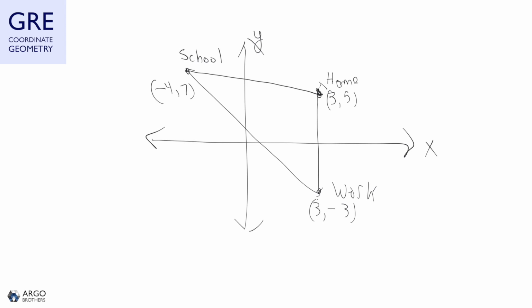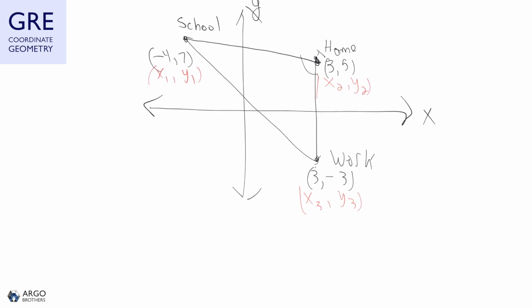Why? Because we're not so entirely sure that this is a 90-degree angle. If it's not, then we cannot use the Pythagorean theorem, so we have to use the distance formula. So first thing we do is label the points. This would be x1, y1. This would be x2, y2. And this we can make x3, y3. Great. So which one should we do first? Let's do school to home. So school to home. How far do you have to walk to go from school to home?